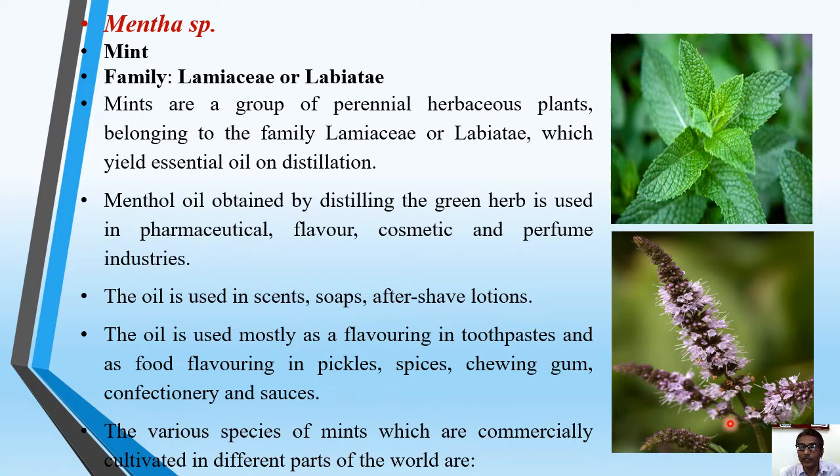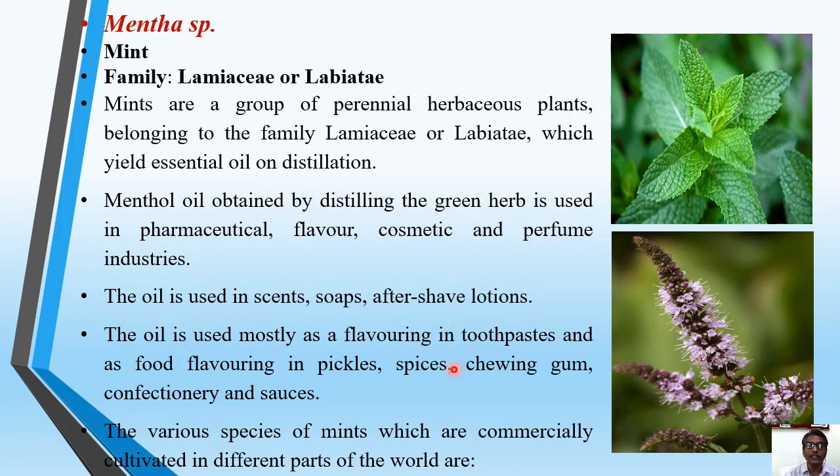After the completion of aloe vera, the third medicinal plant, a very important aromatic plant, is mentha, commonly known as mint. It comes under the family Lamiaceae. Mints are a group of perennial herbaceous plants belonging to the family Lamiaceae or Labiatae, which yield essential oil on distillation. Menthol oil obtained by distilling the green herbs is used in pharmaceutical, flavor, cosmetic and perfume industries.